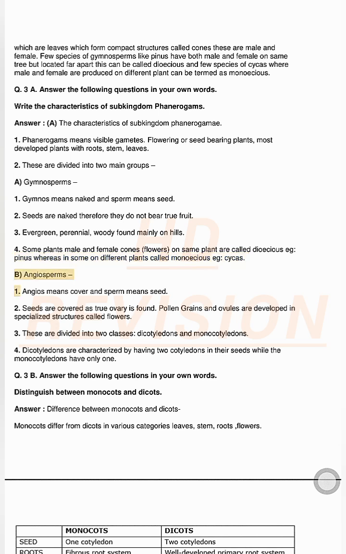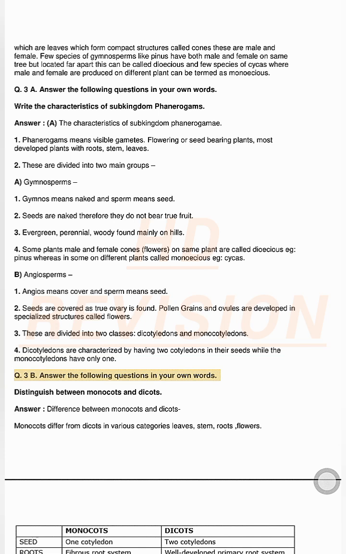cycas. B. Angiosperms. 1. Angios means cover and sperm means seed. 2. Seeds are covered as true ovary is found. Pollen grains and ovules are developed in specialized structures called flowers. 3. These are divided into two classes, dicotyledons and monocotyledons. 4. Dicotyledons are characterized by having two cotyledons in their seeds while the monocotyledons have only one.